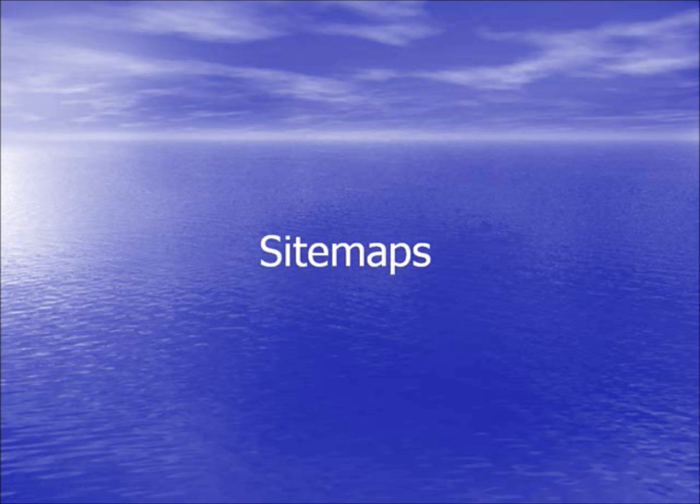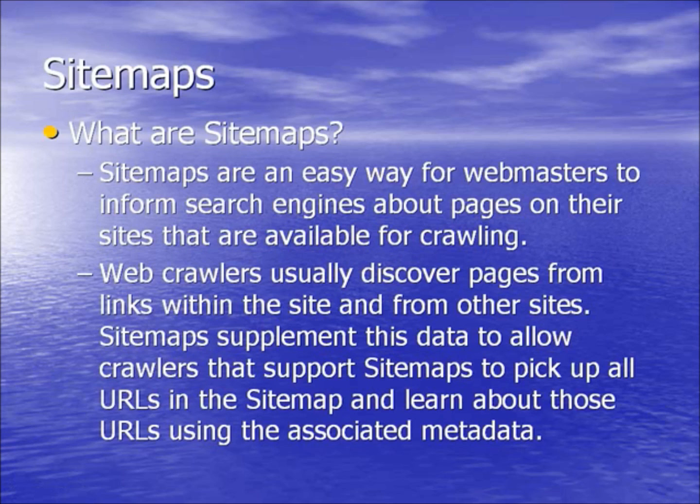In this tutorial, we are going to discuss sitemaps and their importance in search engine optimization. Now, first of all, what are sitemaps? Sitemaps are basically an easy way for webmasters to inform search engines about pages on their sites that are available for crawling. Web crawlers usually discover pages from links within the site and from other sites.